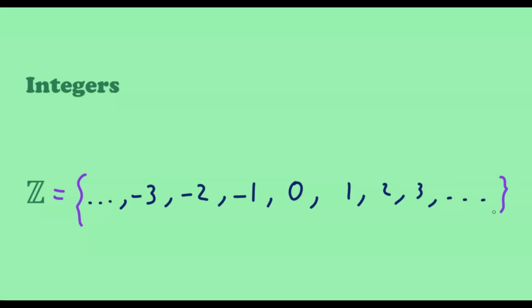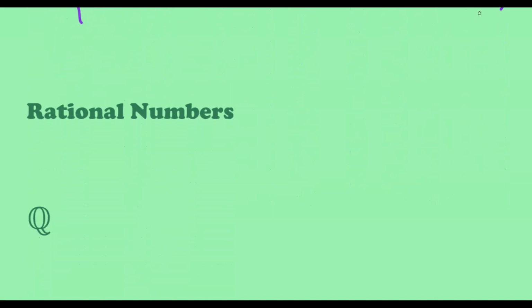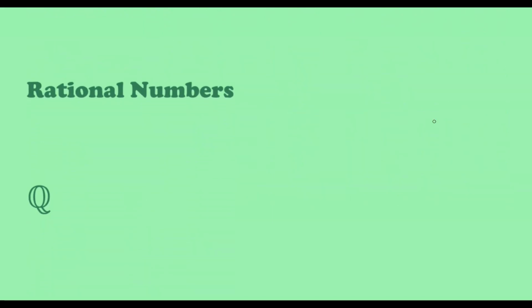In the set of integers, we can see that we have all of the numbers which have no decimal or fractional part. These are all of the real numbers with no decimal or fractional part. That is the set of integers. And if we have a look at this set, we can see that there is no smallest integer because this set goes on forever on the left, and there is also no largest integer because the set goes on forever on the right. Now we can move on to the next type of real number, and that is the rational number.